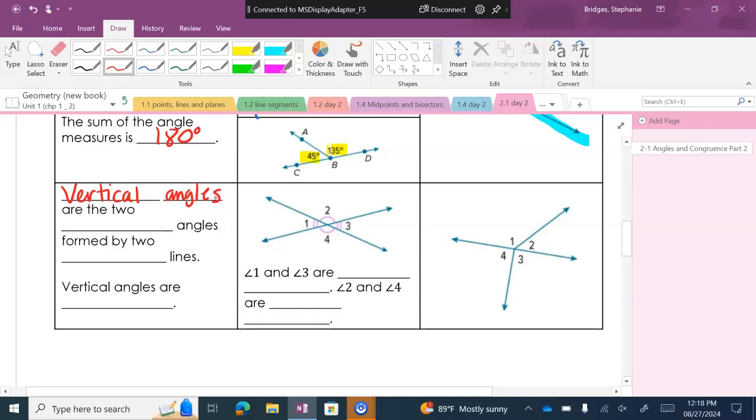So the vertical angles are the two non-adjacent, that means not next to, okay, non-adjacent is not next to, angles formed by two intersecting lines.